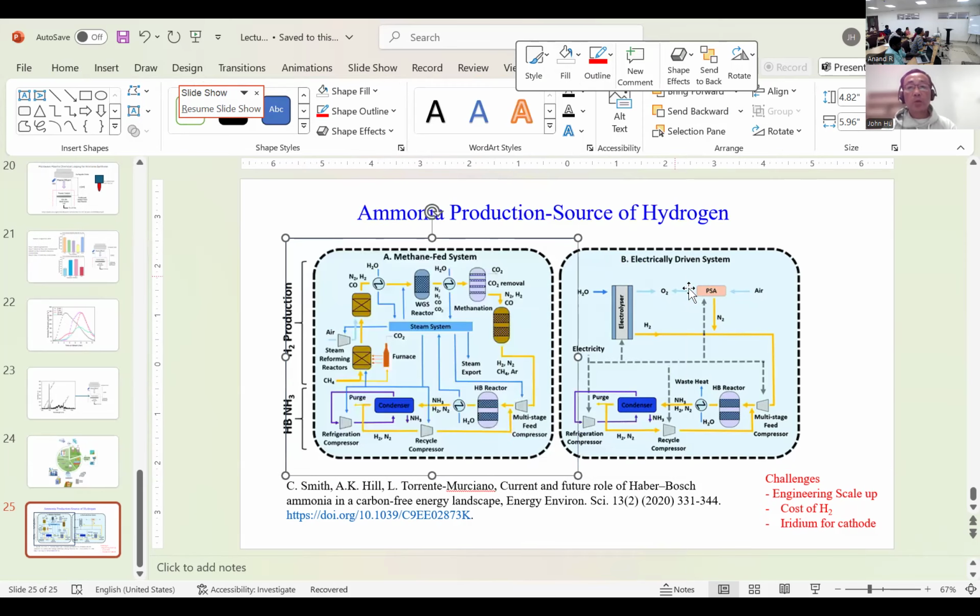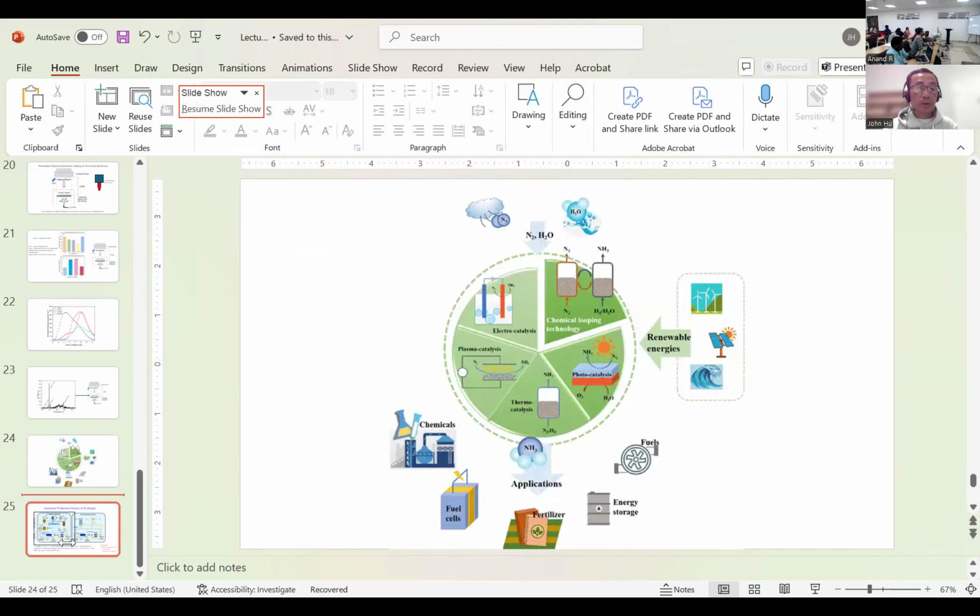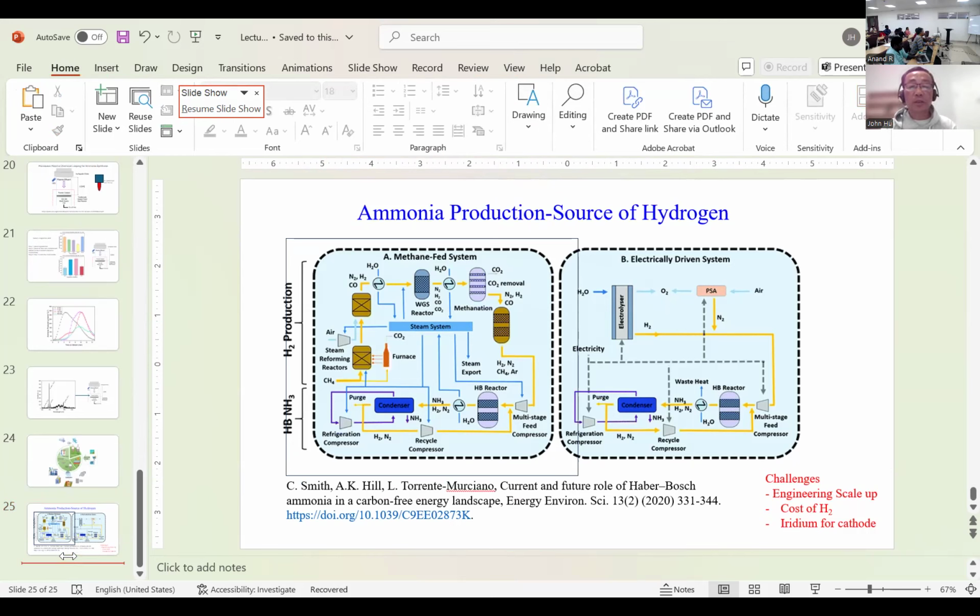So this is, don't look at the right-hand side. Right-hand side, electrochemical. So on the left-hand side, it's a Haber-Bosch process. So I'm going to basically spend time on this. Okay. So let me give you, if you do the so-called system engineer, look at the whole process. Very good question.